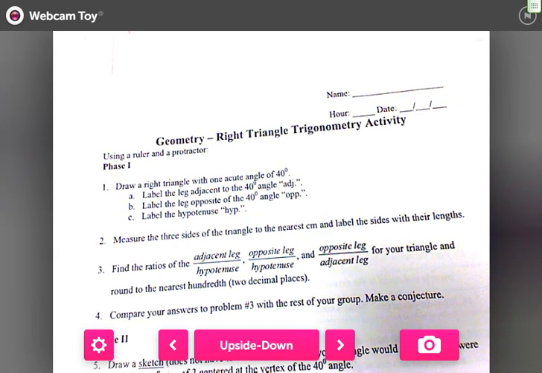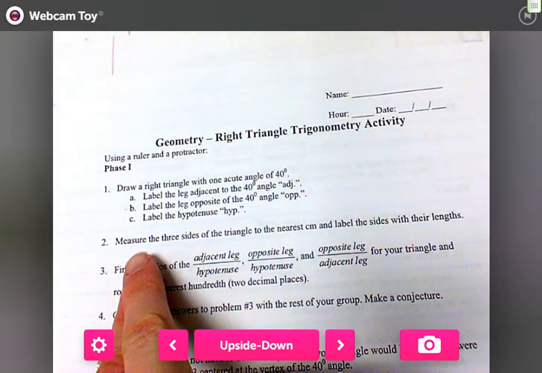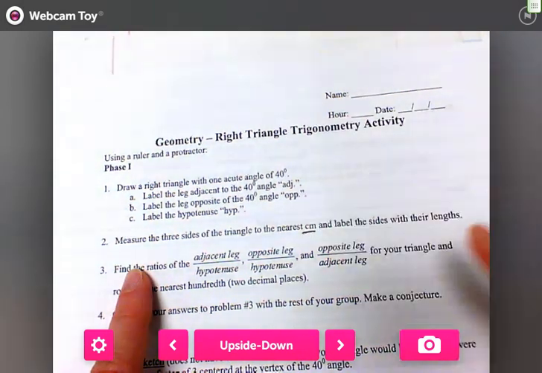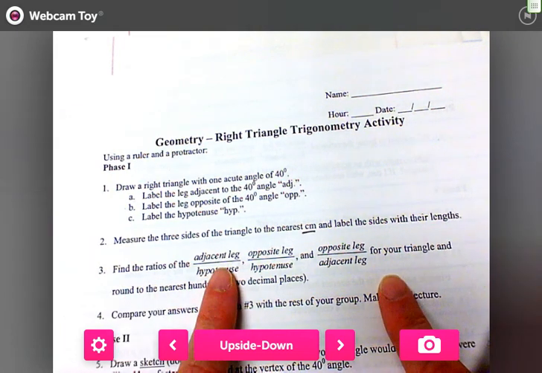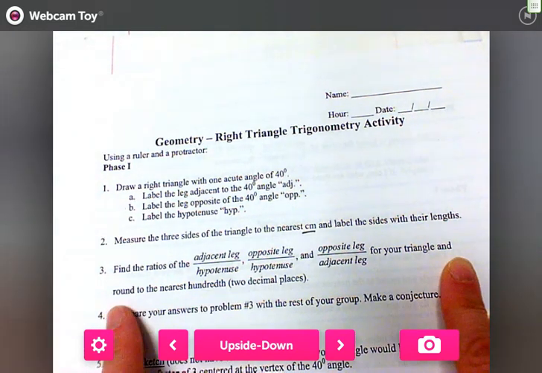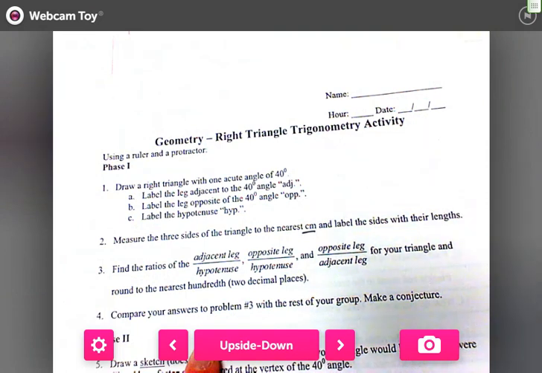Then we're going to label the leg adjacent to 40 degrees "adjacent," the leg opposite 40 degrees "opposite," and label the hypotenuse "hypotenuse." Measure the three sides of the triangle to the nearest centimeter, and label the sides with their lengths. Find the ratios of adjacent over hypotenuse, opposite over hypotenuse, and opposite over adjacent for your triangle, and round to the nearest hundredth, 2 decimal places. Compare your answers to problem number 3 with the rest of your group.